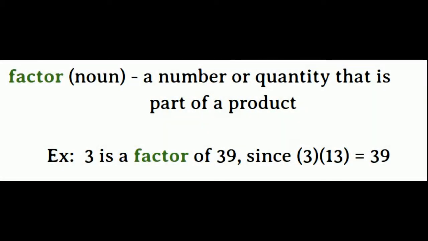The word factor can take on a couple of forms. Factor could be a noun, and when it is, it means a number or quantity that is a part of a product. For example, 3 is a factor of 39 since 3 times 13 equals 39. So 3 is part of a product. 13 also is a factor.